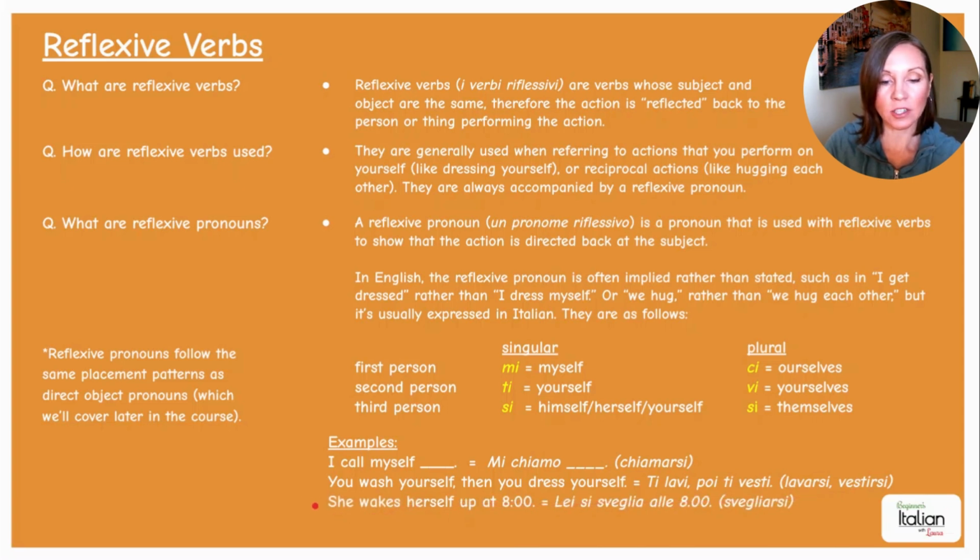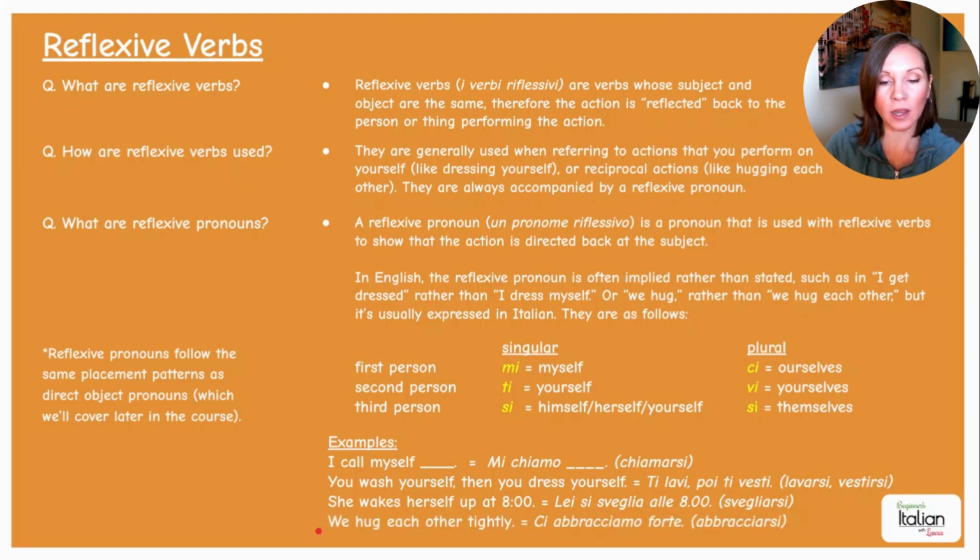Okay, and then we have "she wakes herself up at 8 o'clock," or in Italian, lei si sveglia alle 8. In this case, we're using the reflexive verb svegliarsi. Again, you can tell it's a reflexive verb because it ends in si. And here we put the si, because it's third person singular, saying she, before the conjugated verb. So lei si sveglia alle 8.